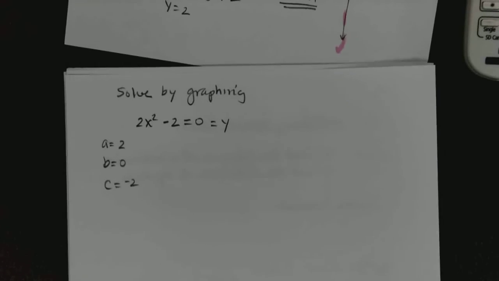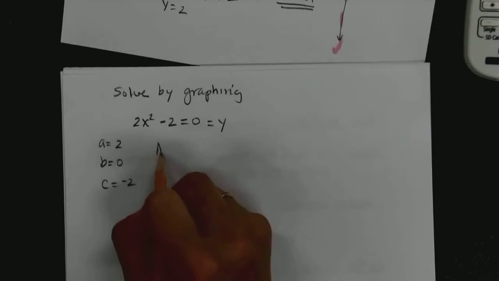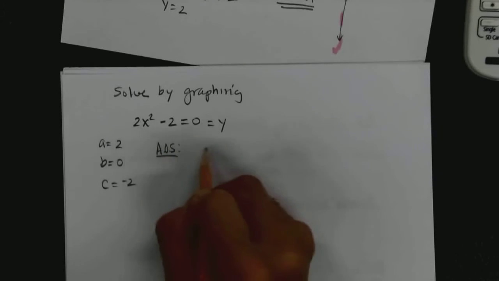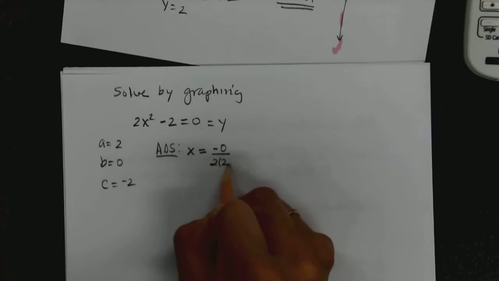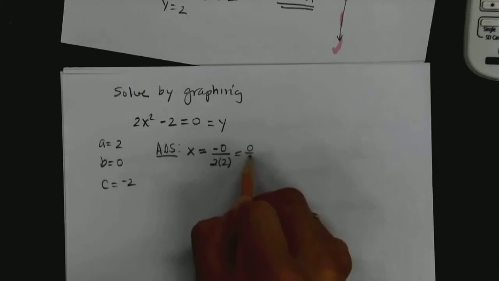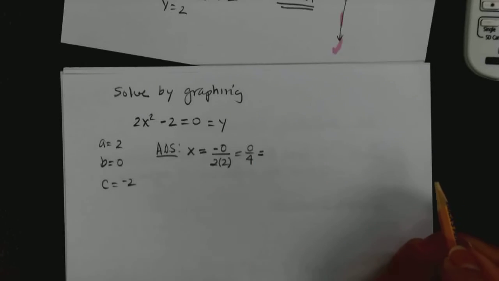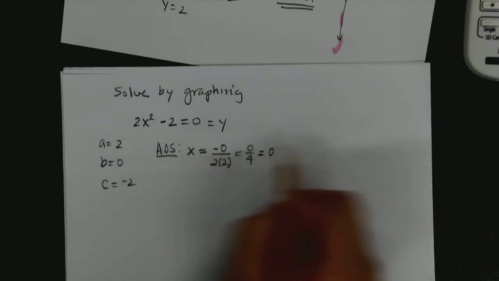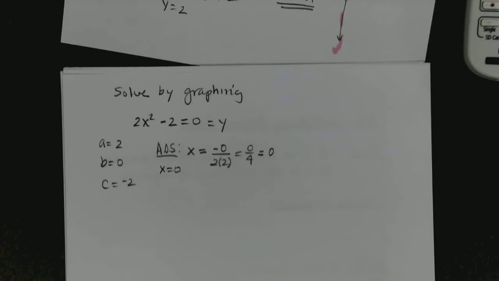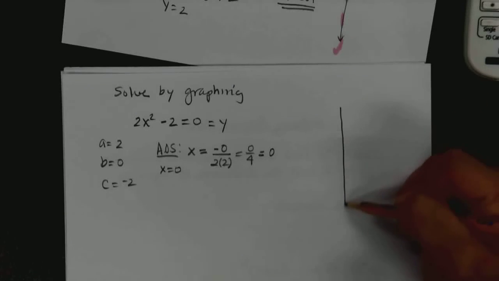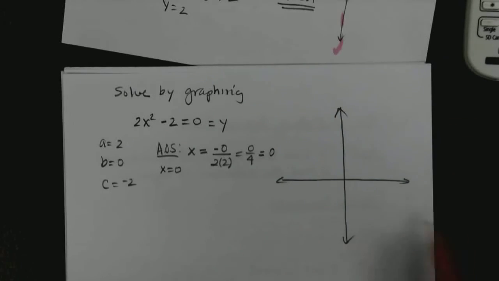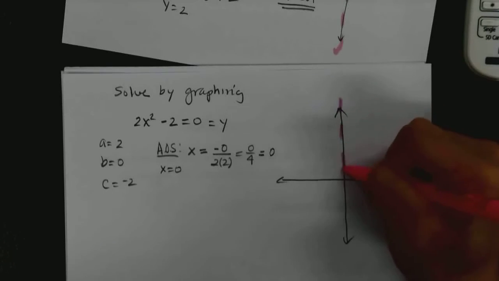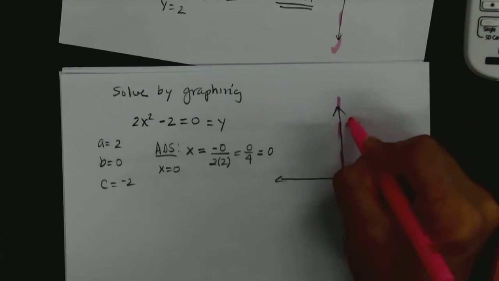And let me know if I go too fast. So then AOS, the axis of symmetry, is x equals negative b, which is 0, over 2a, 2 times 2. 0 divided by 4 again. And what's 0 divided by 4 again? 0. So here's my x equals 0. This is my axis of symmetry. So I'm going to start my graph again, with my axis of symmetry at x equals 0.